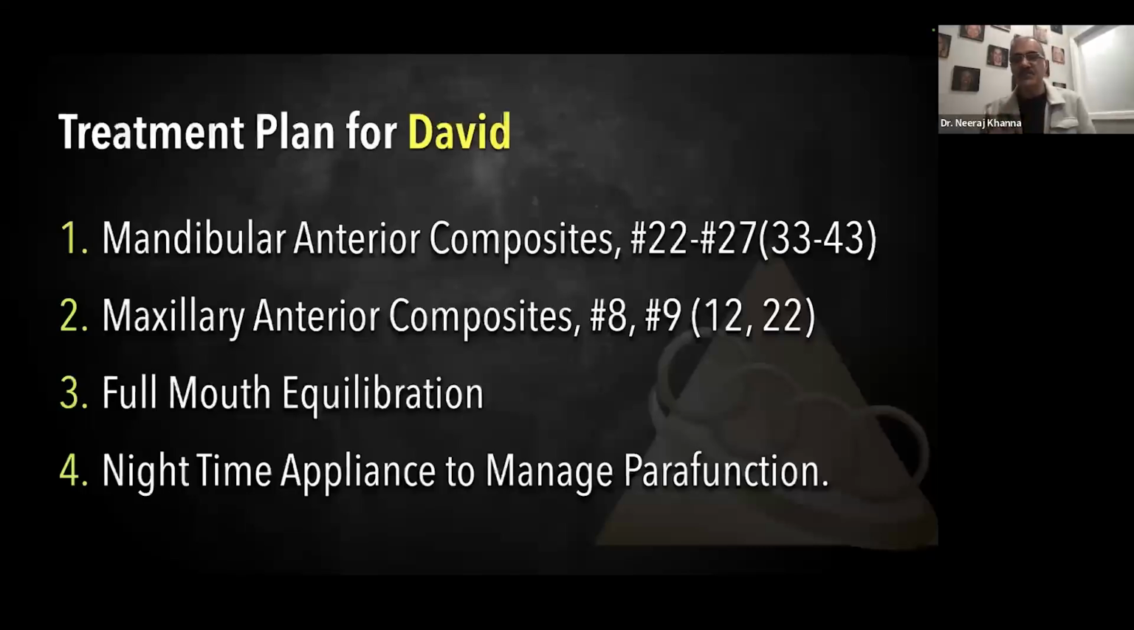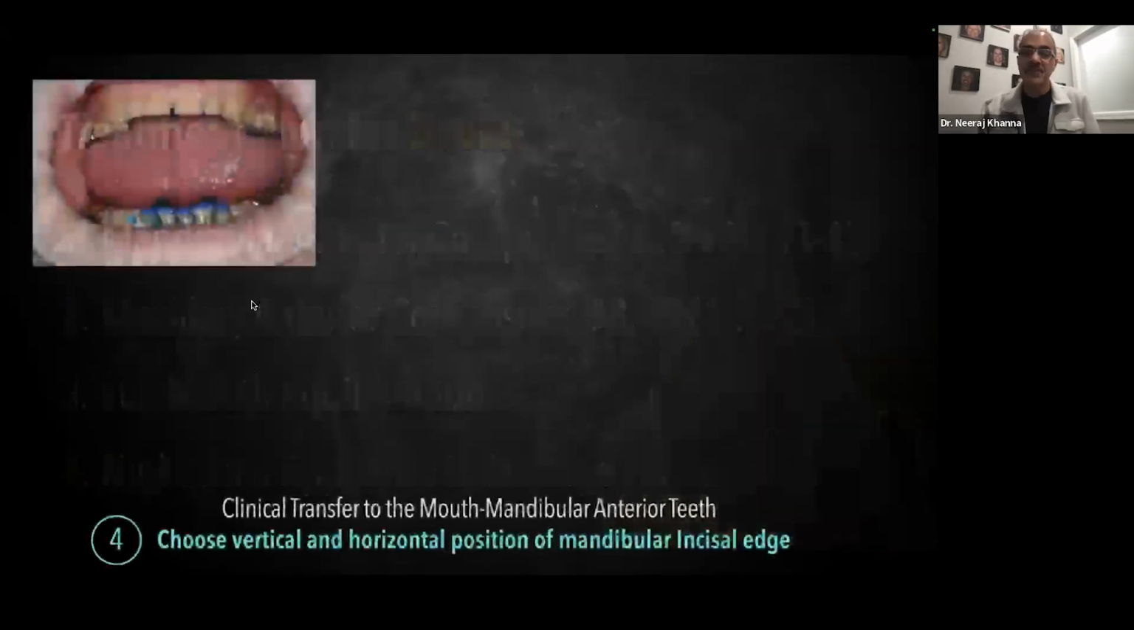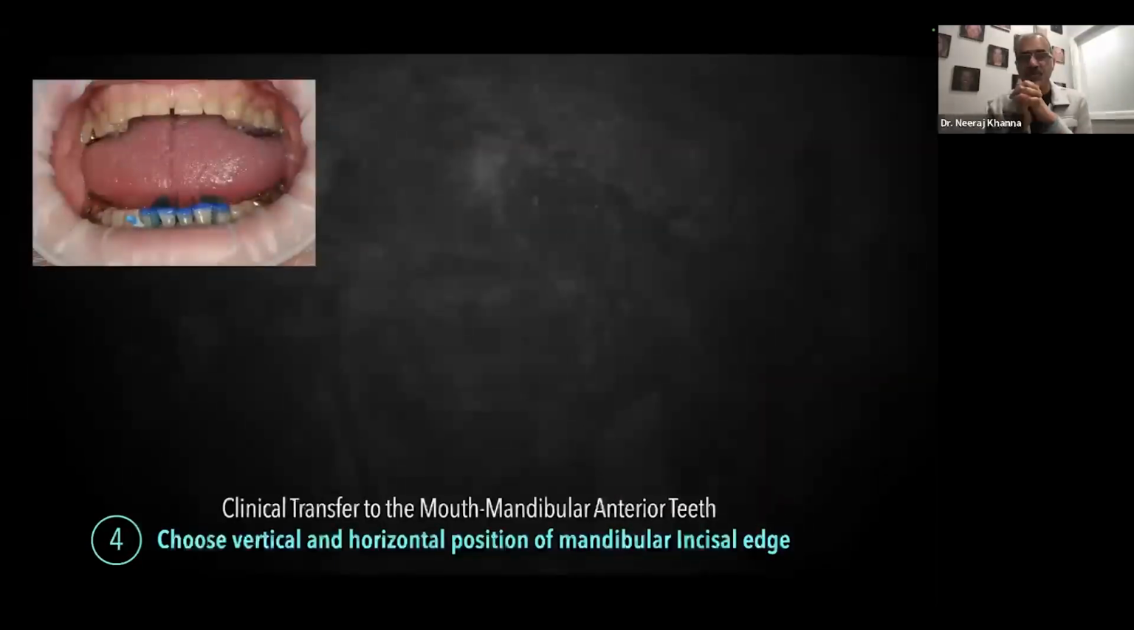And because I know David parafunctions, I have to make him an appliance to manage that for him, because if he's going to parafunction, he's going to break the composites. And because we're working with a very small budget, compared to a budget that would allow us to do porcelain restorations, we need to manage it to make sure that we have better success. And so I'm going to share with you some slides on the technique of transferring the information that we took from the models. And now we're going to, again, start with the lower anterior teeth.